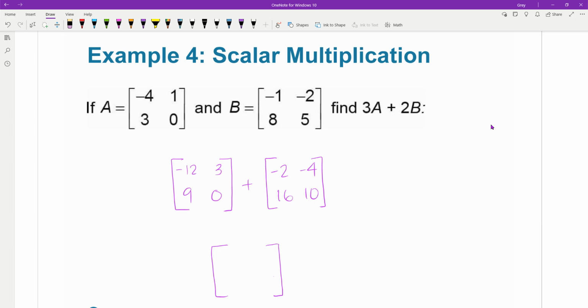Negative 12 plus negative 2 is negative 14. 3 plus negative 4 is negative 1. 9 plus 16 is 25. And 0 plus 10 is 10. And again, that's all we got. So it is pretty simple and straightforward.